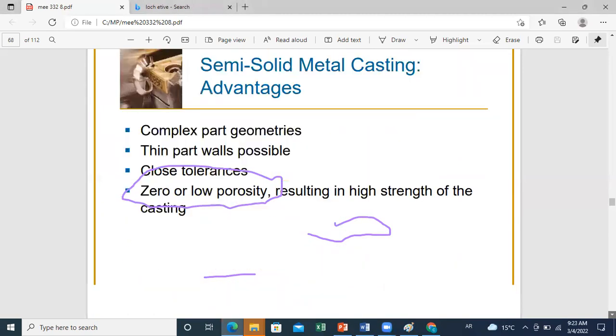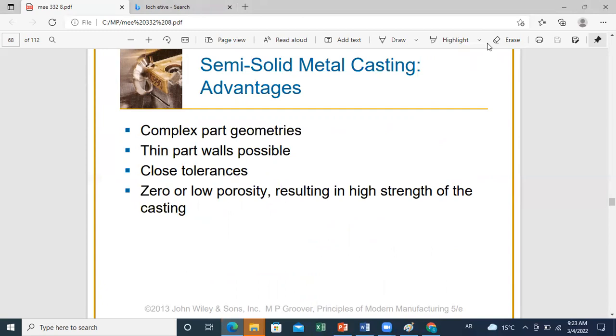Now, semi-solid metal casting has several advantages: it can allow the formation of complex part geometries, and we can manufacture thin walls, which is a good characteristic. In addition, it allows us to have close tolerances and to avoid the porosity effect. So we can reach zero or low porosity, resulting in a high strength of the casting.